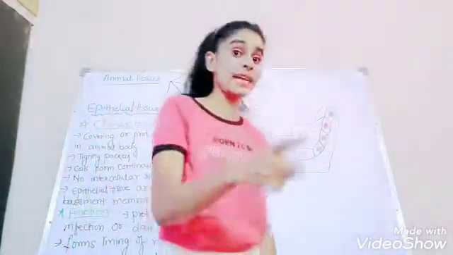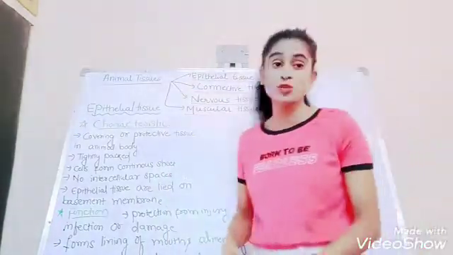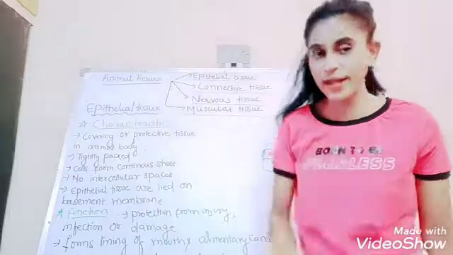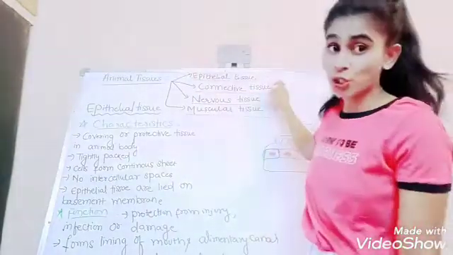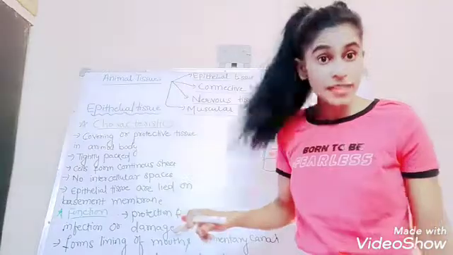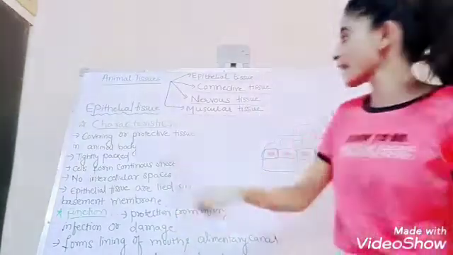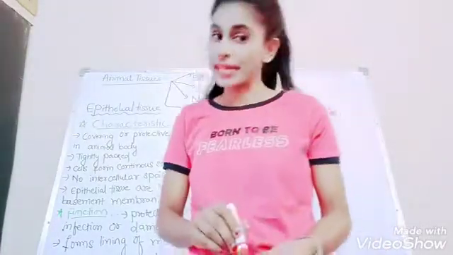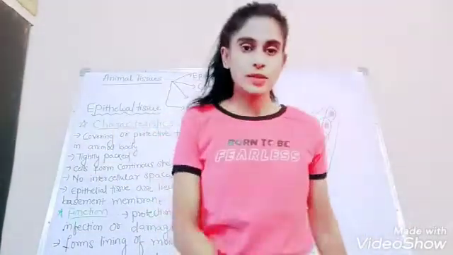Once again, how many types of animal tissue, guys? 4 types. Epithelial tissue is the first, connective tissues the second, nervous tissues the third, muscular tissues the fourth. So let's begin with the first one, epithelial tissues.